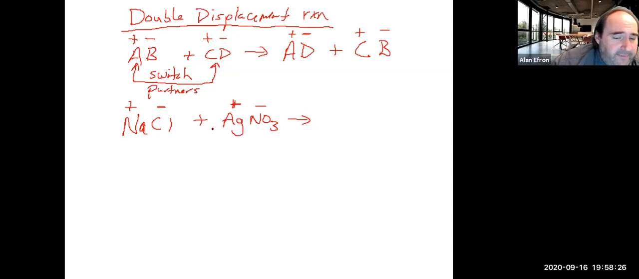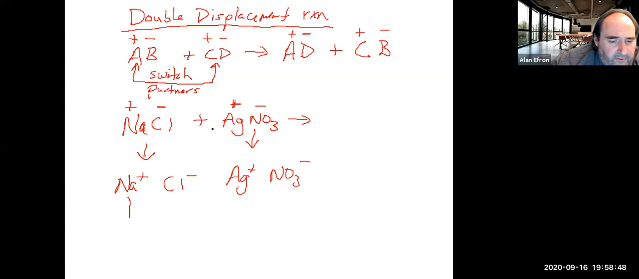So what's going to happen, and when you have to predict what goes on the other side, you just want to think about what are the basic units here. So sodium is sodium with a +1 charge, like we talked about in the naming. Chlorine is a chloride with a -1 charge. Silver is a +1 charge. Nitrate is a -1 charge.